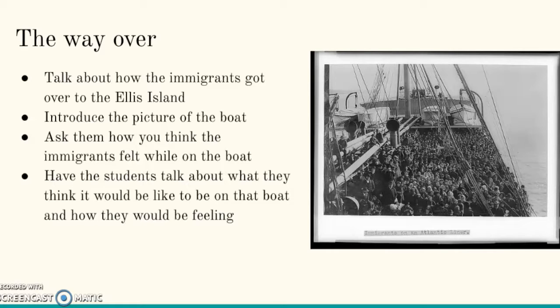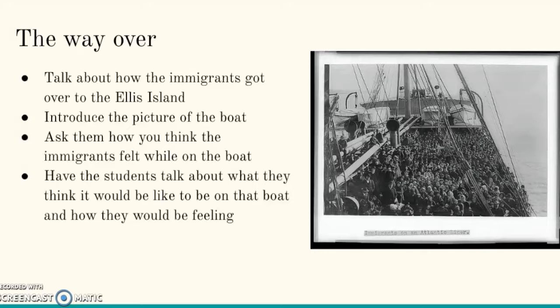After introducing Ellis Island and the concept of it, and emphasizing that it was meant for immigrants, I would ask the question of, how do you think the immigrants traveled there? I would give the students a couple minutes to collect their thoughts and then have them share their ideas with me as well as their peers.